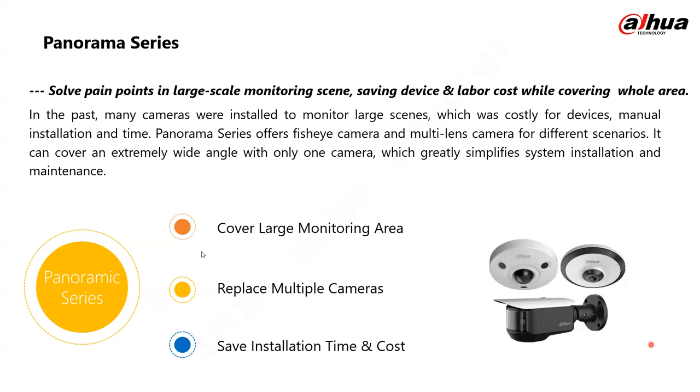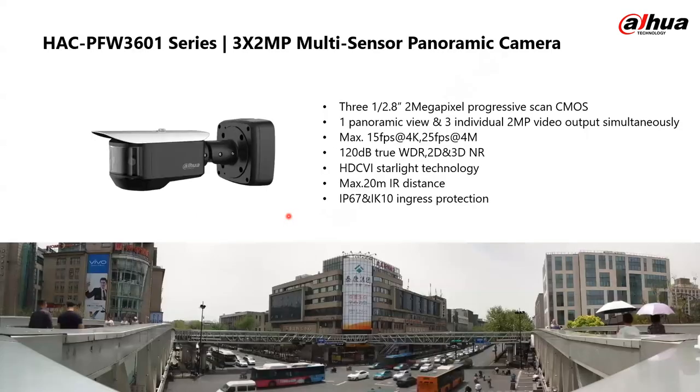So the major key highlights: this covers a large monitoring area, and at the same time replaces multiple cameras, again saving installation time and cost when it comes to running cables from one point to another. So, for example, you have this multi-sensor camera. That's a high-end product, 6 megapixels, first generation, and this supports a satellite function.